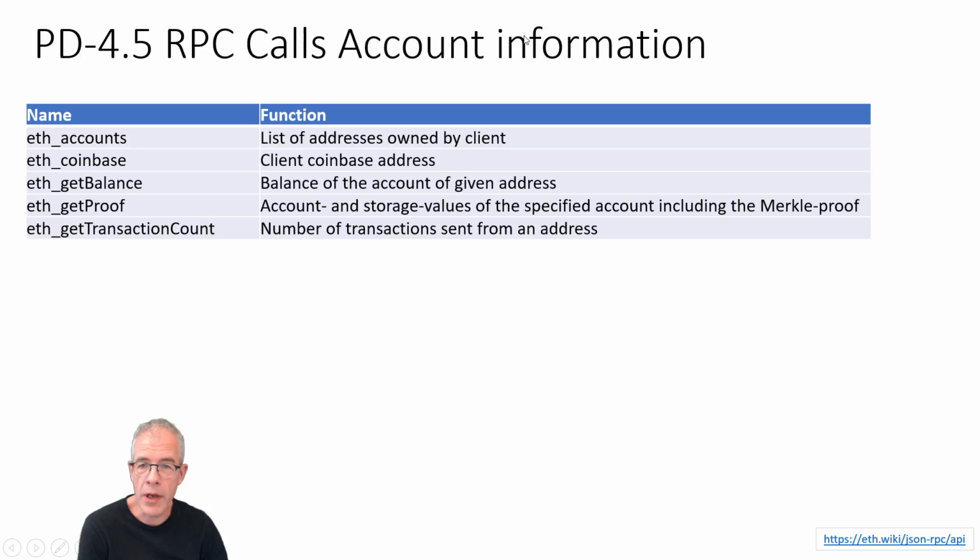These are calls concerning accounts. So eth_accounts is what we use a lot to get the accounts owned by the client. The Coinbase address is the own address of the node. So if you would be mining from that node, that's the address where the mining rewards are going to. So you have to be pretty careful. You can get the balance of an account. Here you can get Merkle proofs, but we hardly ever use that. And here you can see the transaction count from a certain address.